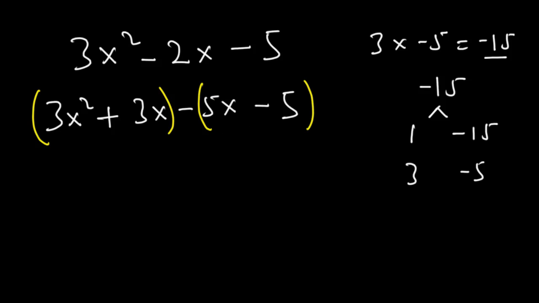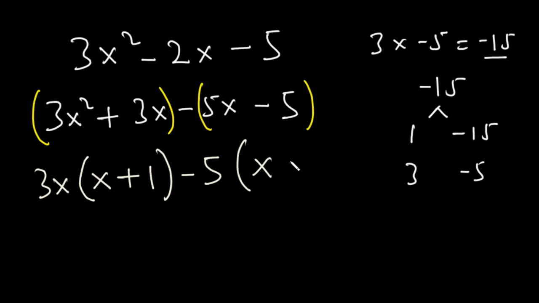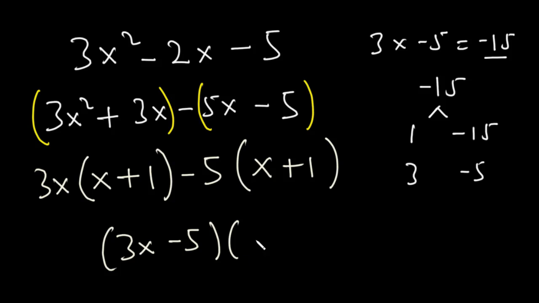Now the GCF between 3x squared and 3x is 3x. So we have 3x outside, and then 3x times x is 3x squared, and 3x times 1 is 3x. And then we have negative 5. And so we are going to have x plus 1 inside the bracket. So the final expression is going to be 3x minus 5 times x plus 1.